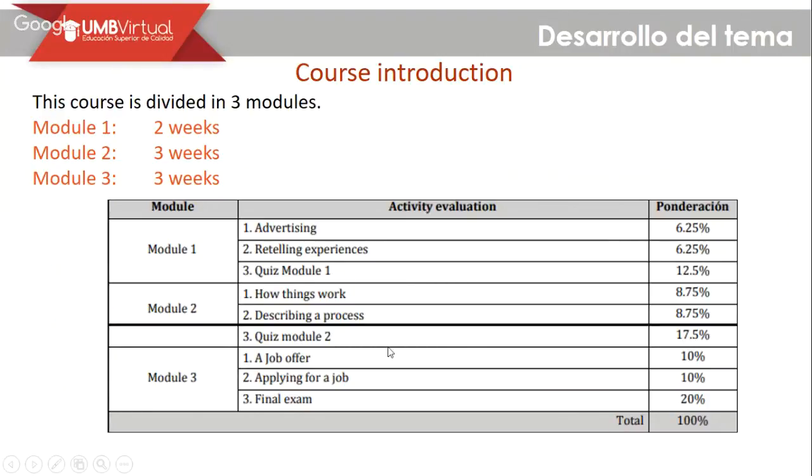In this plan, as you can see, we have for Module 1 the advertising, retelling experiences, and quiz Module 1. For Module 2, we have how things work, describing a process, and quiz Module 2. And for the third one, we had a job offer, applying for a job, and final exam.